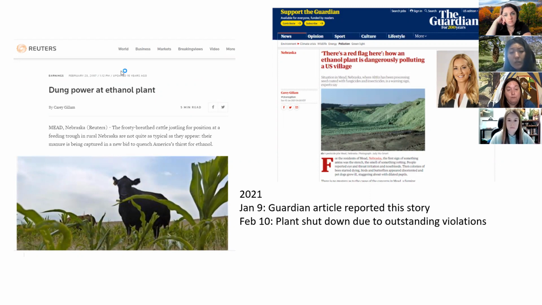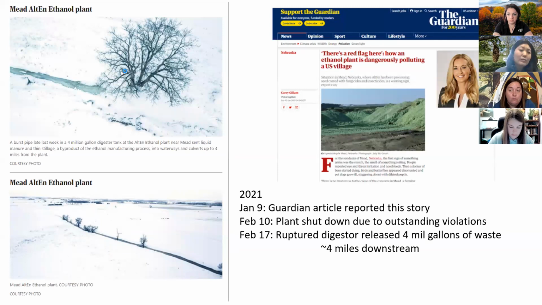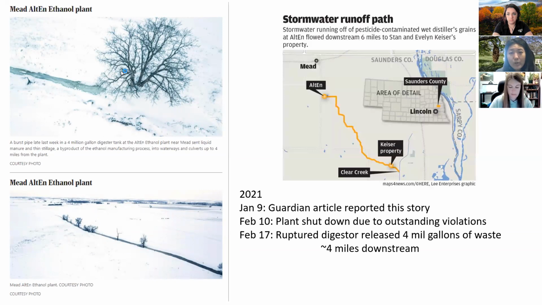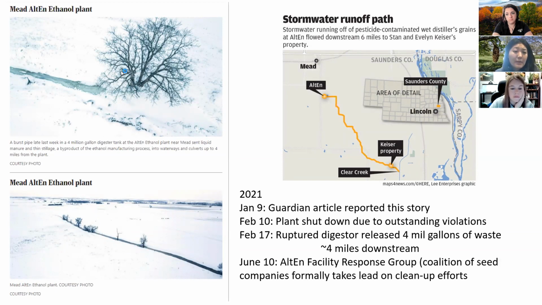So after this article, this was what really brought us to be able to take some immediate action, and the plant was shut down. We started to get a lot more research interest and partners interested in partnering with the research aspects of it. A week after it shut down, there was a huge rupture of the digester, releasing a ton of waste down the road. And so it was really dependent on the local journalists at that point to help continue to follow the story and keep the company accountable, as well as the state agency accountable for helping with this.